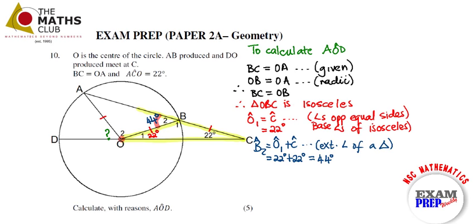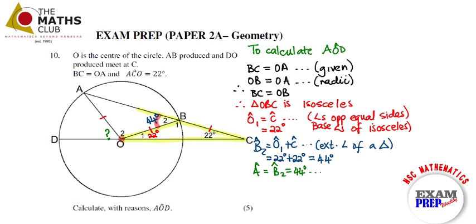I now have O1, I now have B2, but I still don't have AOD. The question is, how far am I from AOD? If I look at this, I already have the knowledge that OA is equal to OB. And what can I get out of that? I can make a conclusion that angle A is equal to angle B2. Why is this the case? And this, of course, will be equal to 44 degrees.